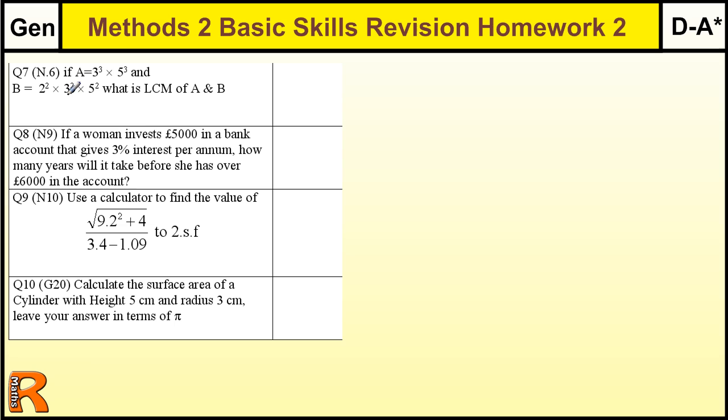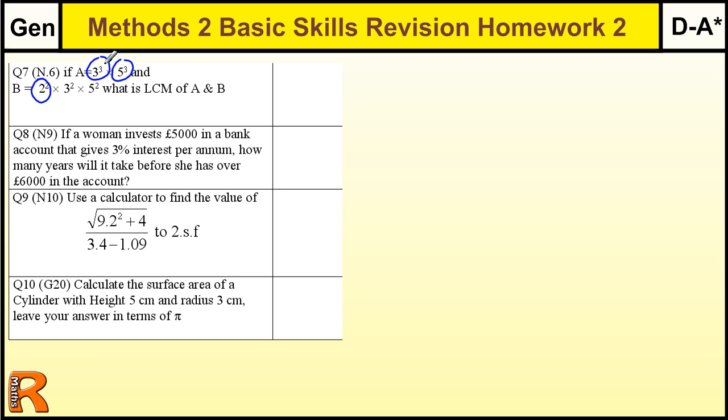Okay, question 7. If A is that and B is that, what's the least common multiple of A and B? The least common multiple is the number that both of these two go into. So we're looking for a number that has 2 to the power 2 in it, it has 3 to the power 3 in it, and 5 to the power 3 in it.